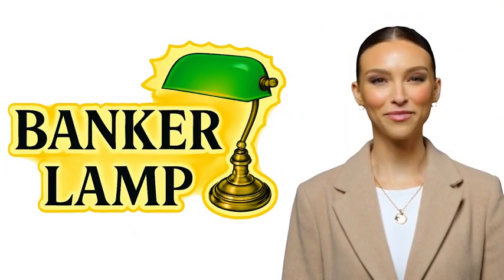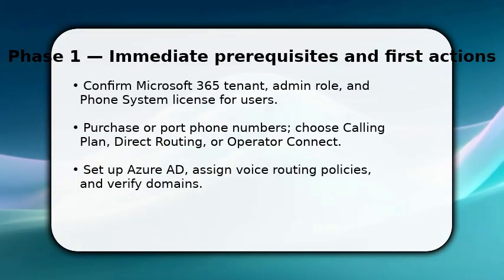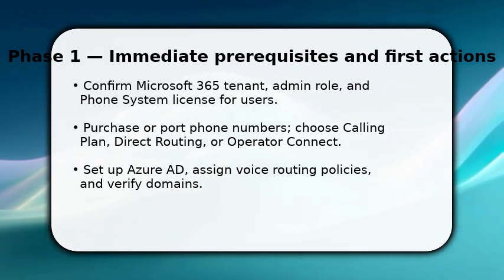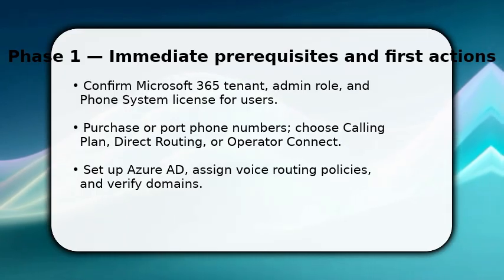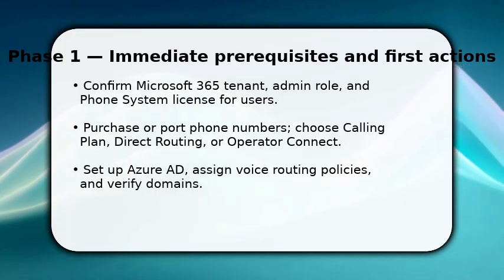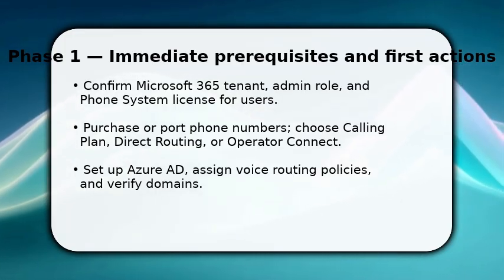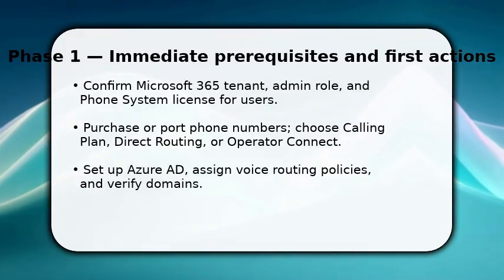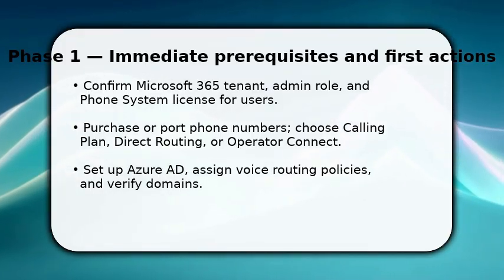Please enjoy the video. You begin by gathering essentials and doing the first real steps. Sign into the Microsoft 365 Admin Center with a global admin account because you need permissions to enable phone system. Once done, assign phone system licenses to your pilot users and confirm numbers, either by new numbers or start porting.